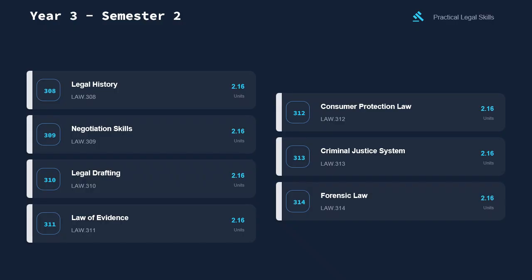Real-life example, the French Revolution's Declaration of the Rights of Man influenced human rights law. Post-apartheid South Africa's constitution blended international norms with local needs. Practical application. Lawyers in transitional societies navigate legal transformation. Students study revolutionary legal texts and implementation challenges.